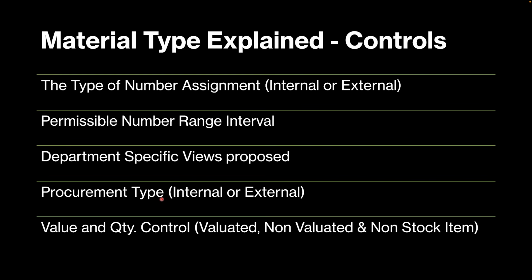So let's say that you have raw material, then the procurement type will be external. That is, you will purchase that material from the vendor. If your material type is finished good, then the procurement type will be internal. That is, you will be producing that material internally through production order. So this procurement type also is controlled by your material type. Okay. Then finally, you can see the value and quantity control is also managed through the material type. On our channel, we already have a video on valuated, non-valuated and non-stock item. You can check out that video and understand how material type controls the value and quantity update. So these are some basic material type controls which are there in the system. We'll see in detail about material type configuration in our next video.